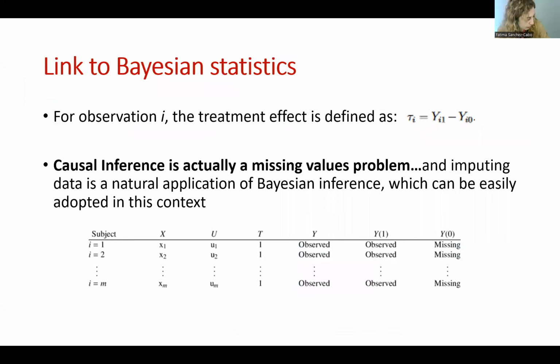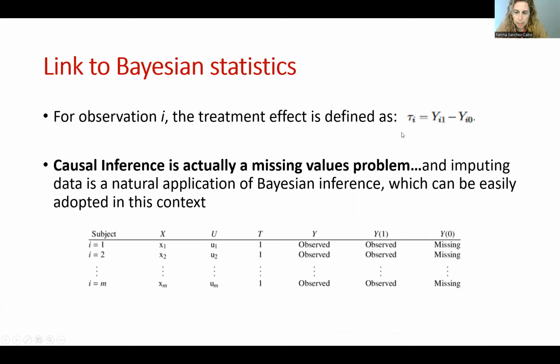One of the reasons why I started working in causal inference is because, of course, it reminded me that it's actually a missing data problem, and for that Bayesian statistics is very useful. This is a little bit where I want to go, although I'm not yet there. But anyway, this is a little bit of a comment aside.